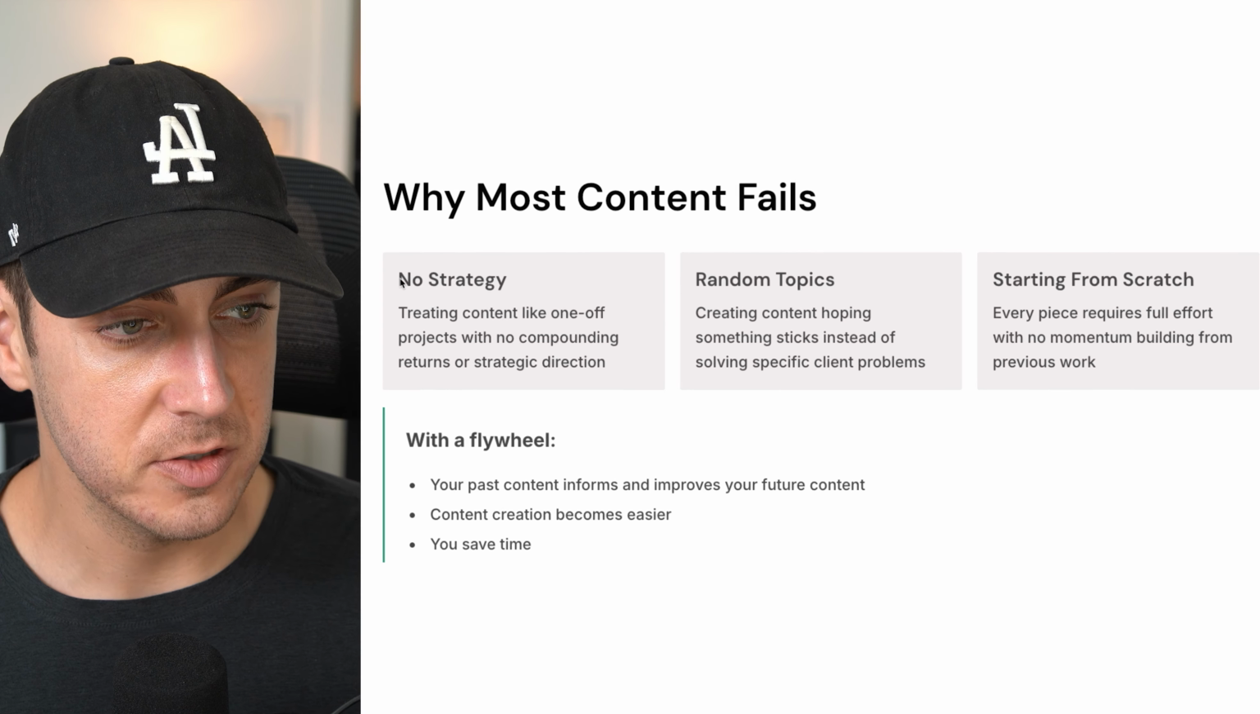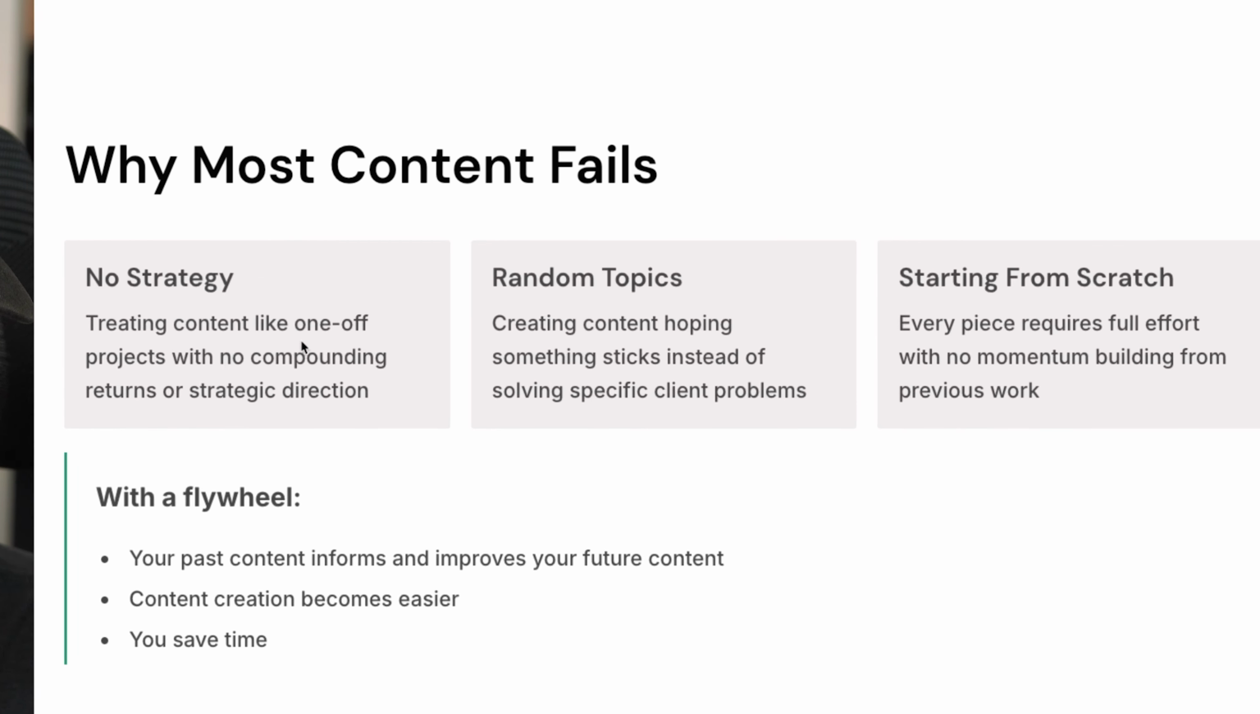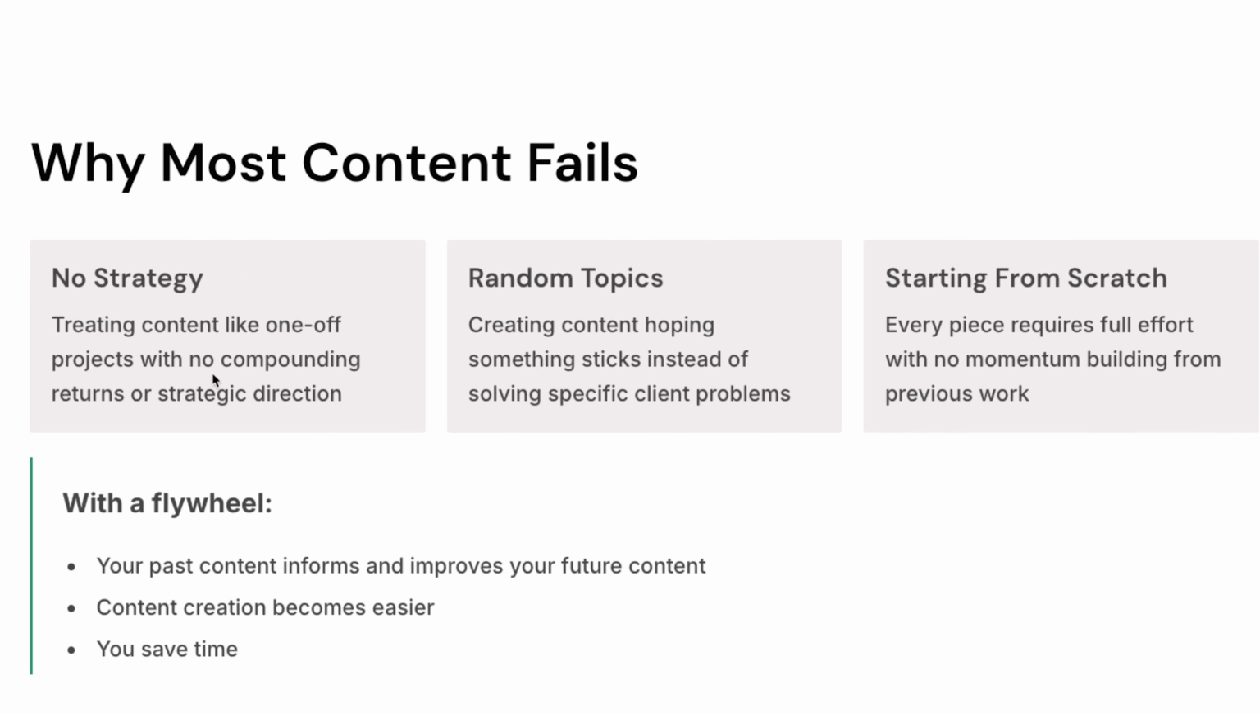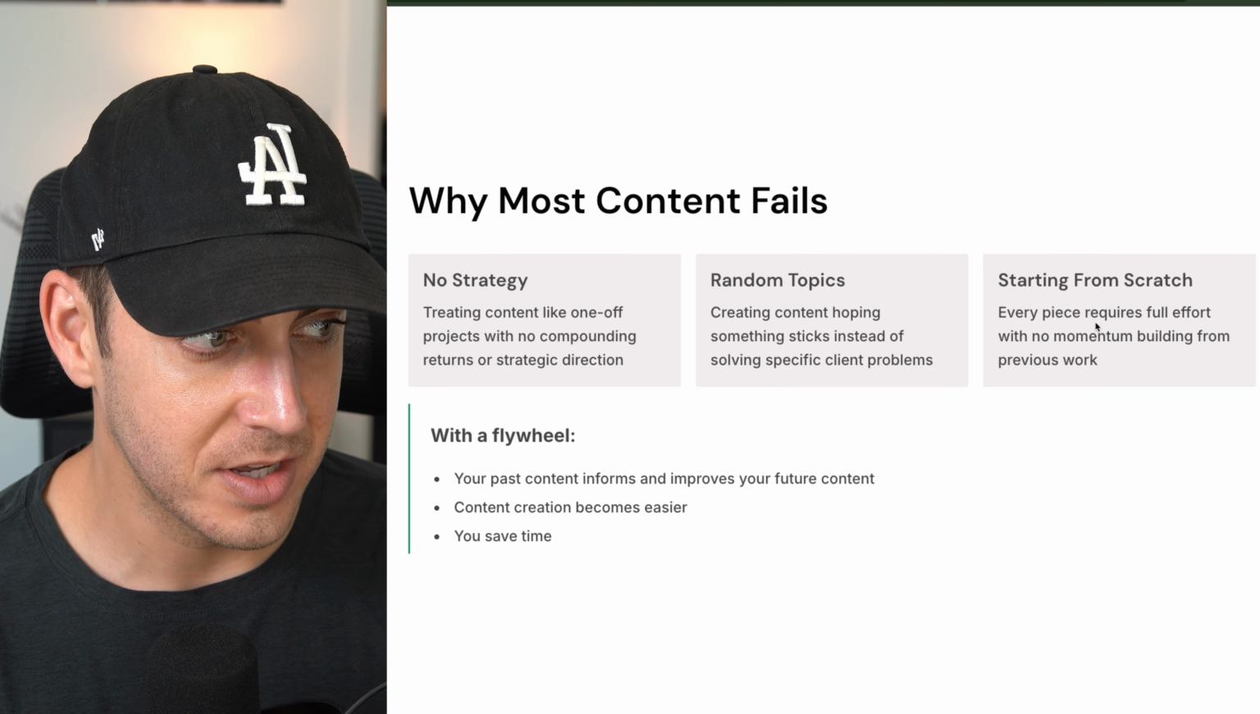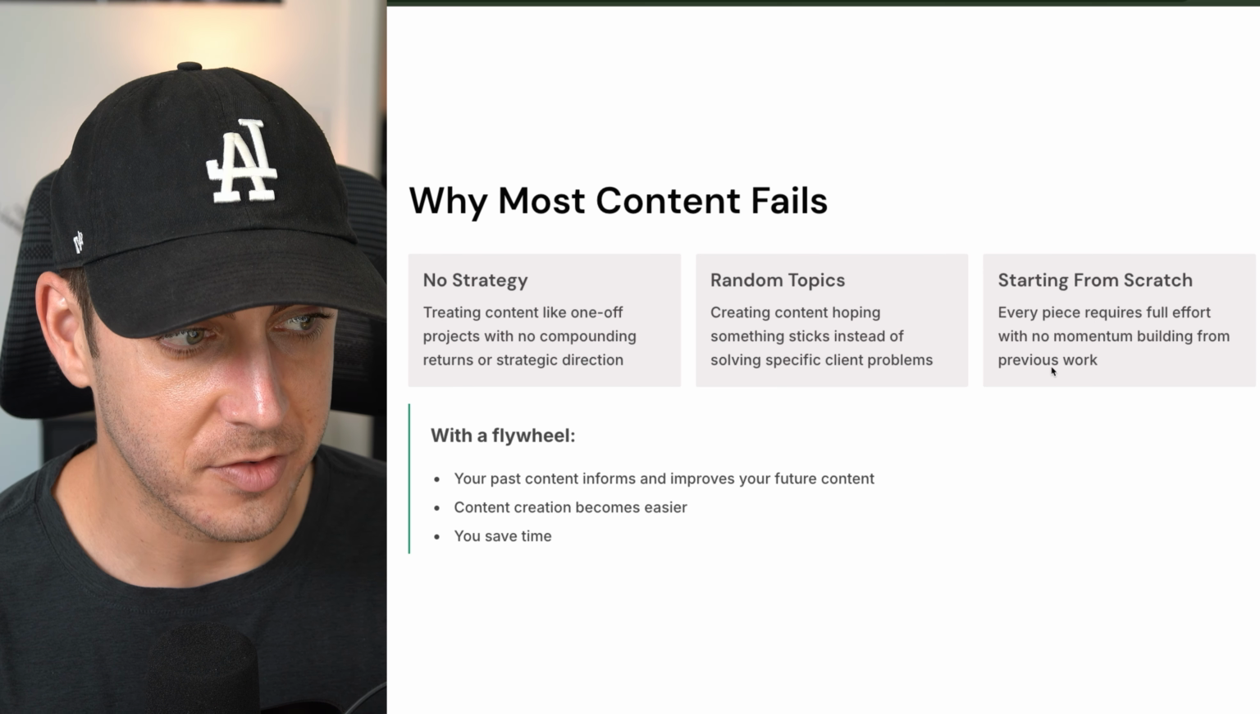And that's because most people don't have a strategy. They treat content like one-off projects with no compounding returns or strategic direction. And then they pick random topics because they hope something's going to stick eventually. People try to reinvent the wheel. They see posts work successfully for them in the past, but then they don't go back and try and revise it or redo it because they think they need to create a whole new concept for their audience, which means every time you sit down to brainstorm, you're just starting from scratch, and every piece requires full effort with no momentum building from your previous work.